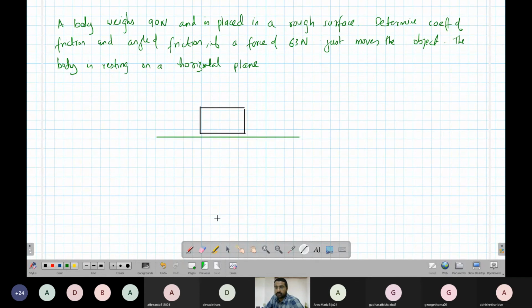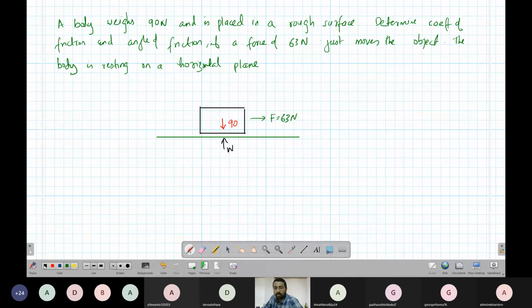We have a surface here. Okay, there's a contact here. The weight of the body is given as 90 Newton, so this is a fairly basic problem. 90 Newton. And that means it is giving a reaction here, N. And it is telling that if I apply a small force F, 63 Newton, it will just start to move.